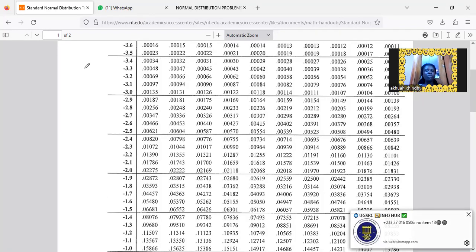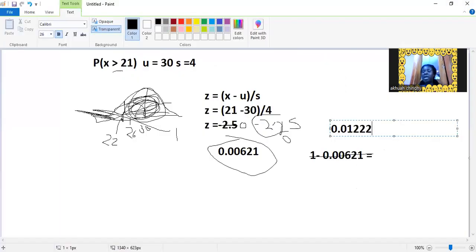So 0.01222, and that is not our answer. This answer is for this negative side. But we are asked to find this positive side. So we subtract this figure from 1. Okay, so here 1 minus this figure. You can also calculate with your own calculator so that we move on together. So we get 0.98778. Right? So this will be our answer, 0.987. So that will be the probability that x is greater than 21.